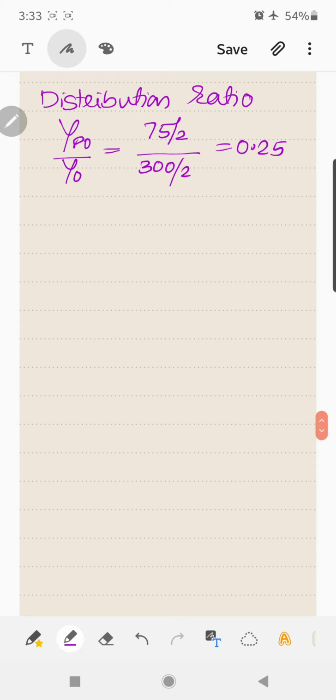Now we will calculate the position of maximum stress and the position of zero stress. From the table we will calculate.